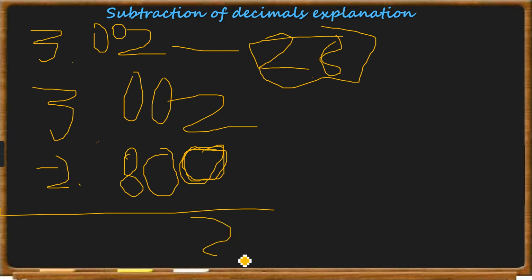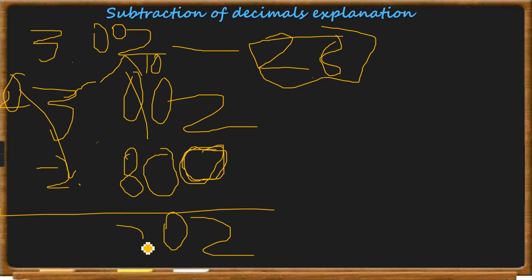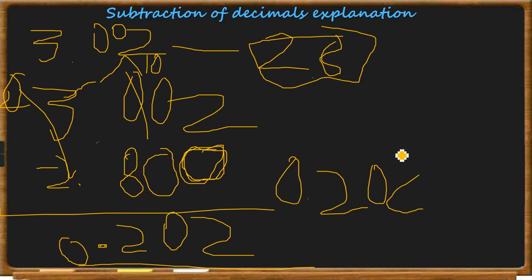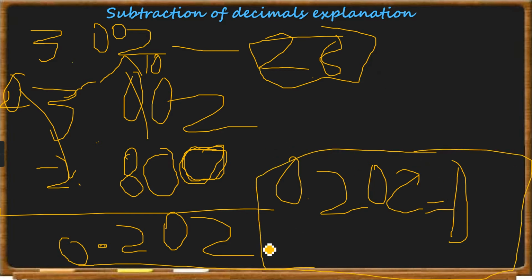Then solve it. 2 minus 0 is 2, and here you can take a borrow from here. Even if the decimal point is coming here, you can take 2, and 10 is there. Then 10 minus 8 is 2, 2 is left. After that 2 minus 2 is 0. So your answer is 0.202. This is your difference.